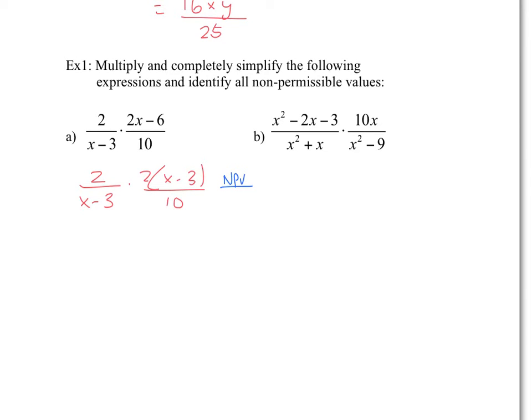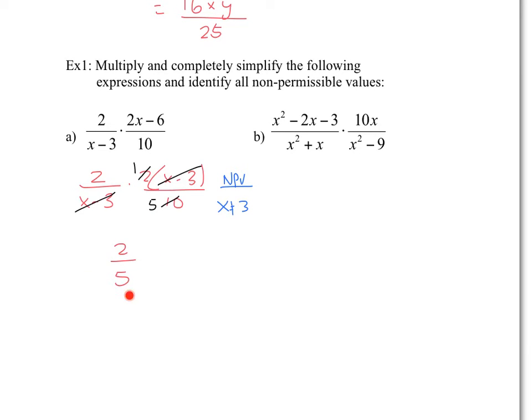The non-permissible values here would be whenever the denominator is equal to 0. The denominator is equal to 0 when x equals 3, so x cannot equal 3. Now I can get rid of any common factor. Notice that the factor of x minus 3 is on the numerator and denominator. I can also change this 2/10, pick the one you want, to 1/5. The final fraction we have is 2 times 1 is 2, and 5 only on the denominator.